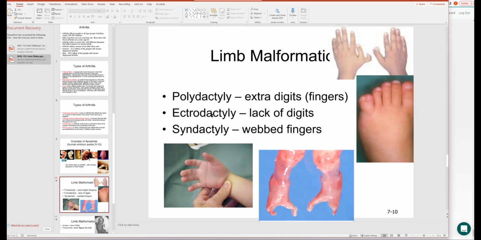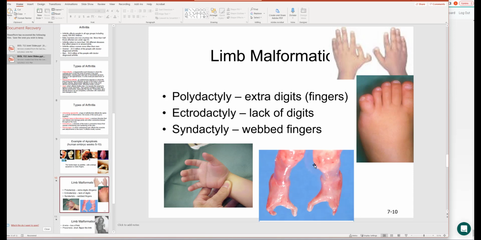Ectrodactyly is a lack of digits. Look here in the bottom middle. This looks more like a claw hand. So this is a birth defect where clearly the limbs did not form properly and the person is missing digits or has dysfunctional digits. And then there are people who are born with syndactyly.